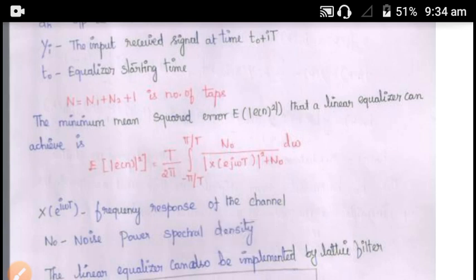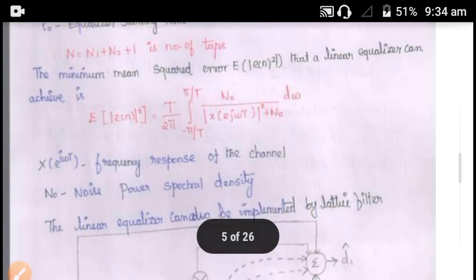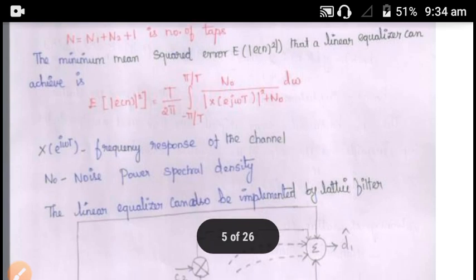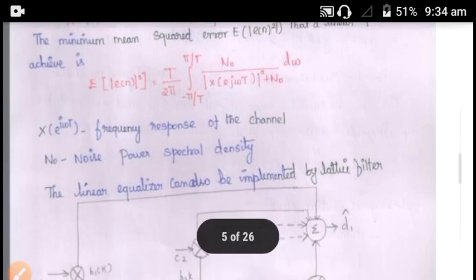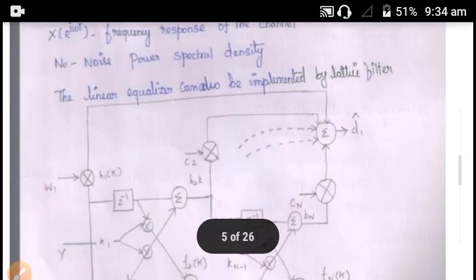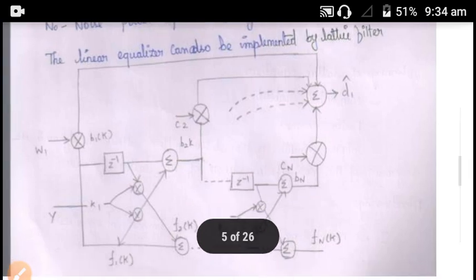The minimum mean square error, E of mod e(n) the whole square, that a linear equalization can achieve is equal to T by 2 pi integral from minus pi by T to pi by T of N0 by modulus of X(e^jωT) the whole square plus N0 dω. X(e^jωT) is the frequency response of the channel, and N0 is the noise power spectral density. The linear equalizer can also be implemented by using the lattice filter.